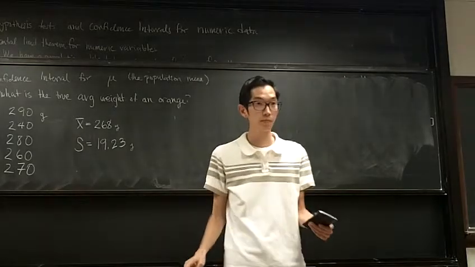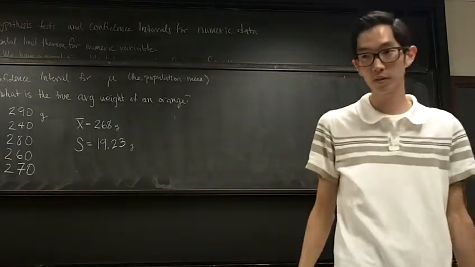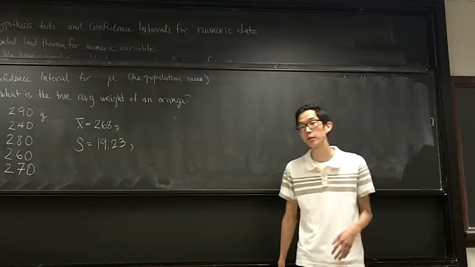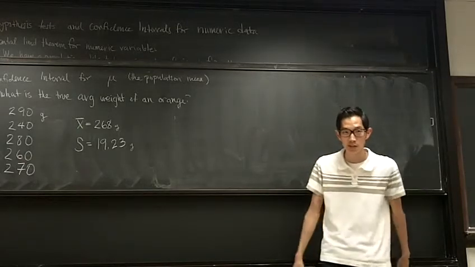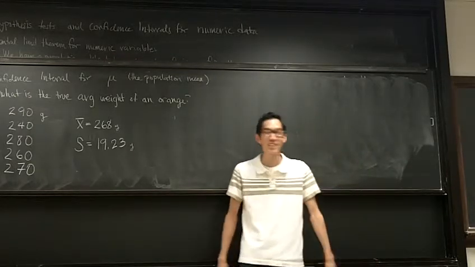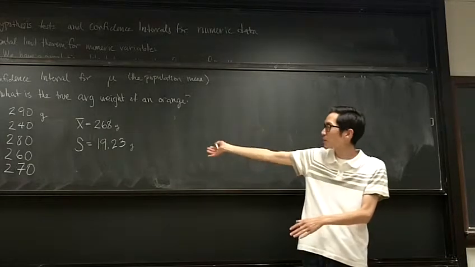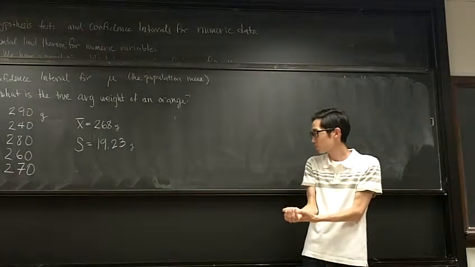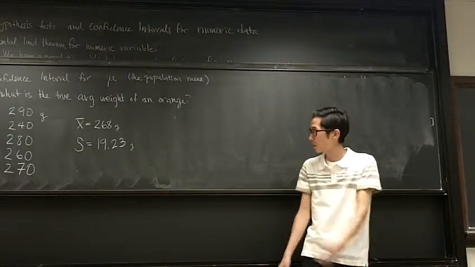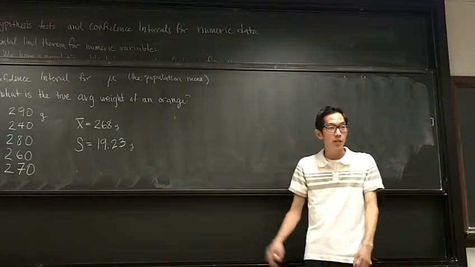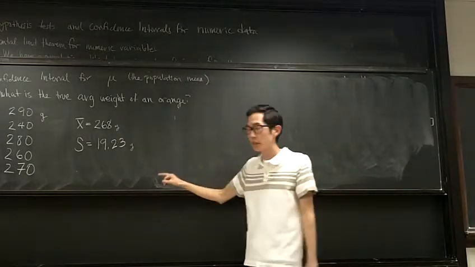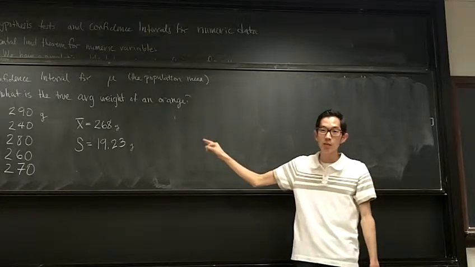You said square them and divide by 5. Can we get one more challenge? Square them, add them up, divide by 4. But why 4? Because it's n minus 1, that's for the standard deviation. Can we get one more challenge like that? I know, everybody can. Okay, so what we've got here is 268 and 19.23 grams as the standard deviation. This can serve as an estimate for the standard deviation of the population.